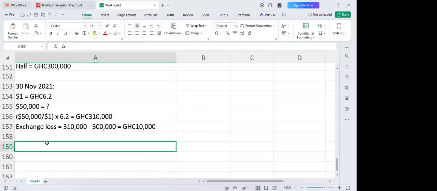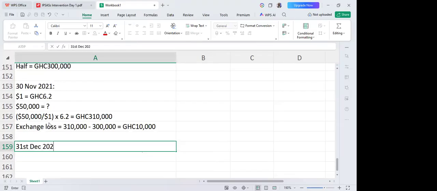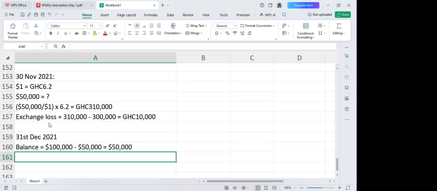Then we move on to the next thing, which is the year end. Bear in mind, we didn't have any payments until next year. So the ultimate left is the year end, 31st December 2021. Now, on 31st December 2021, we only have to ask ourselves, what's our balance now? In terms of dollars, the total amount of money was $100. We have paid $50,000. So we are still owing $50,000. So we need to translate this figure at the year end.